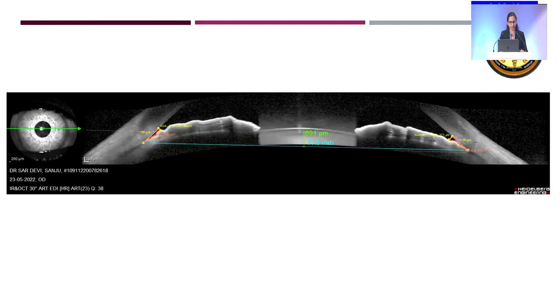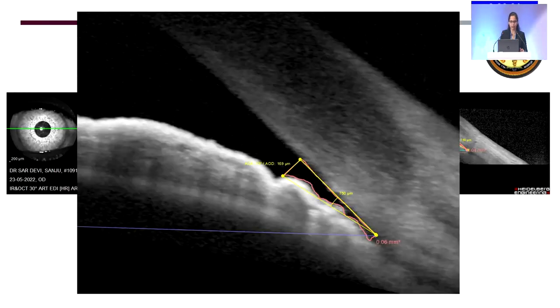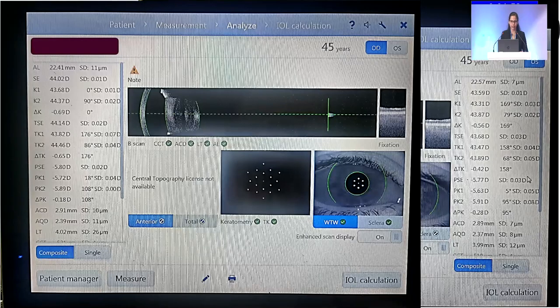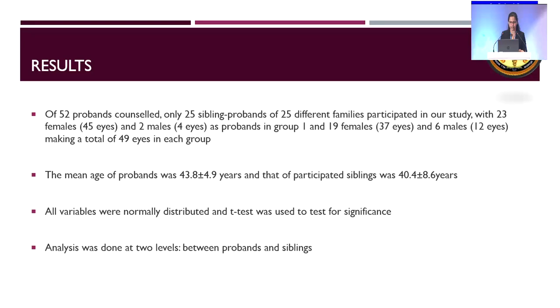Here is an image of my patient in which I am showing the 4 parameters. It was measured at the nasal and temporal angles. And this is a magnified view which is showing the AOD, ACA, and TISA. TISA is the orange enclosed part which is trapezoid in shape. And here are the biometric parameters which were done using IOL Master 700. And the parameters which were studied were axial length, TK1, TK2, anterior chamber depth and lens thickness.